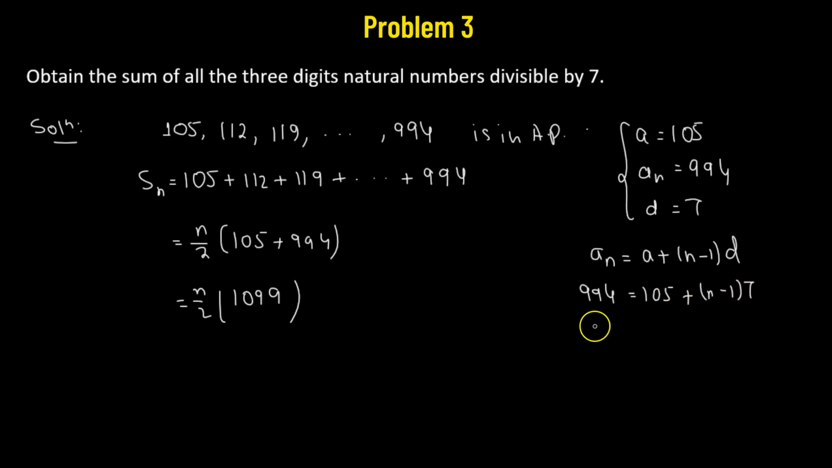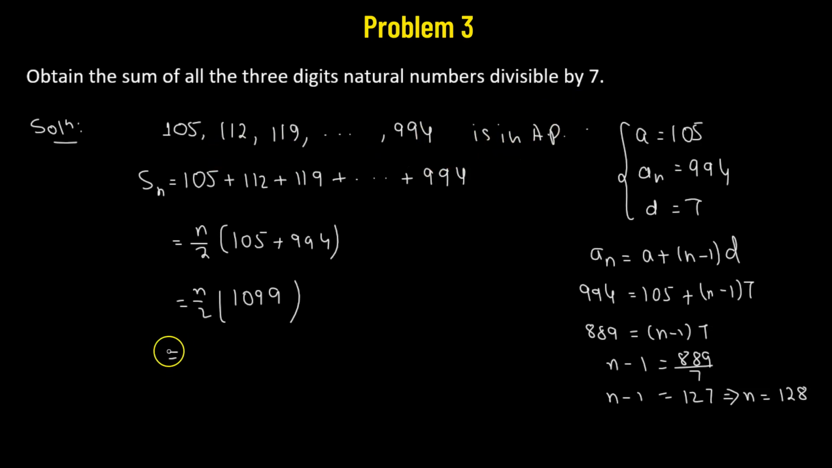So 994 minus 105, that's going to give us the value 889, which equals n minus 1 times 7. Or we can have n minus 1 equals 889 divided by 7. N minus 1 is going to give us a value 127. This means that our n value is going to be 128. Which means that there are 128 such 3-digit numbers which are divisible by 7.